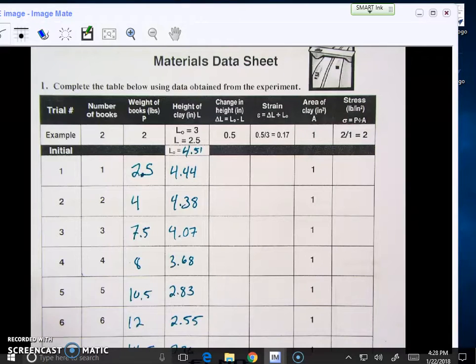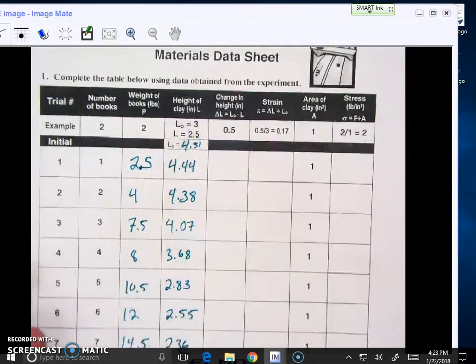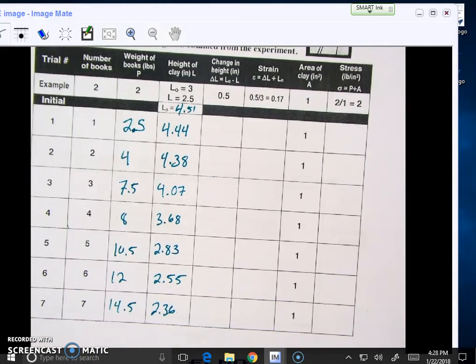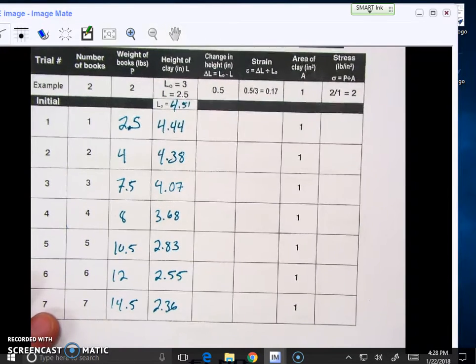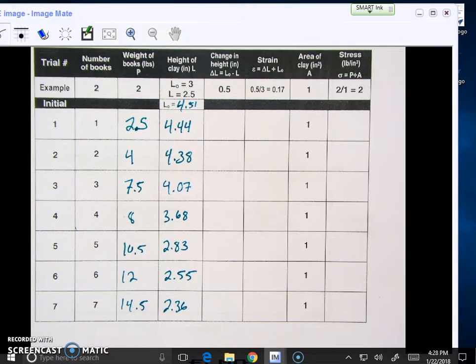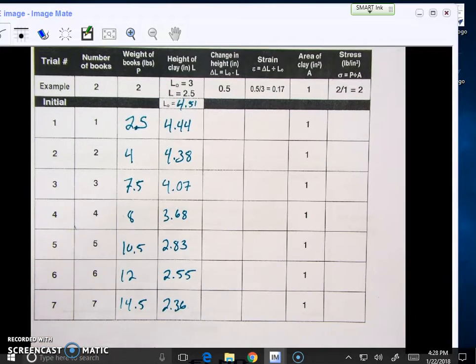Hey guys, I just wanted to walk through the process of doing some of these stress and strain calculations with the data that we gathered yesterday. This is the data I gathered from just doing one experiment here with the clay and the books and weights used as compression forces. If you were unable for some reason yesterday to get all the data that you needed, you're welcome to use these values for the rest of this activity. Otherwise, use the values that you got yesterday.